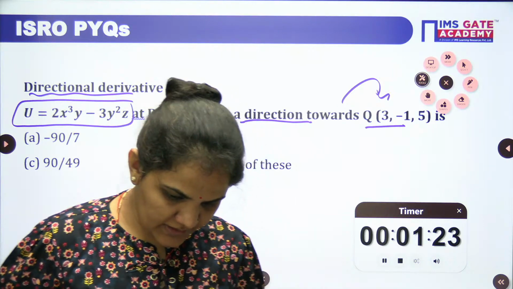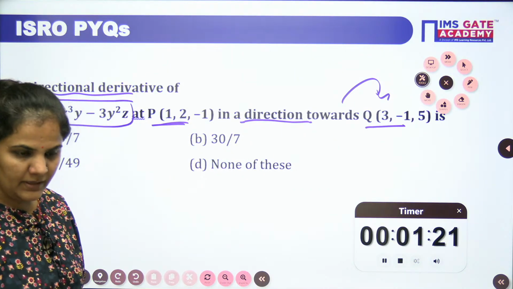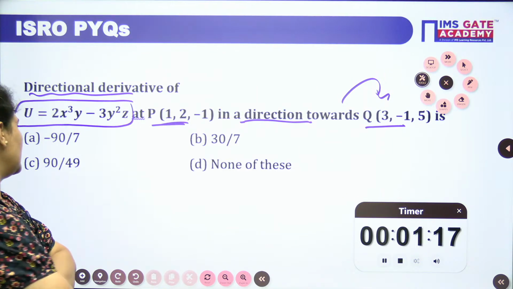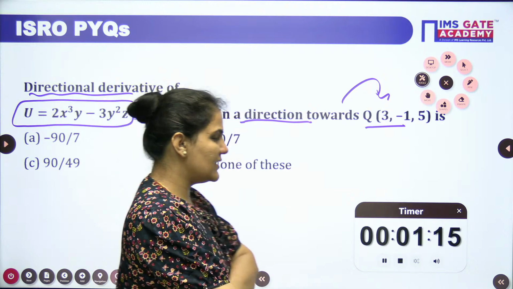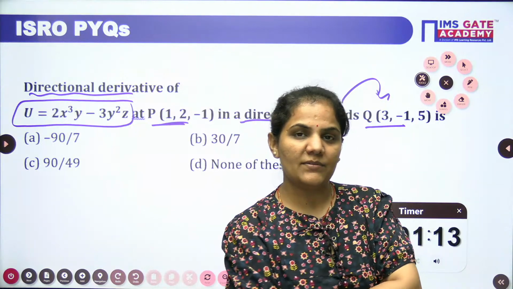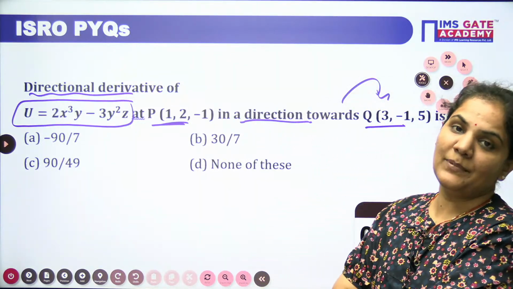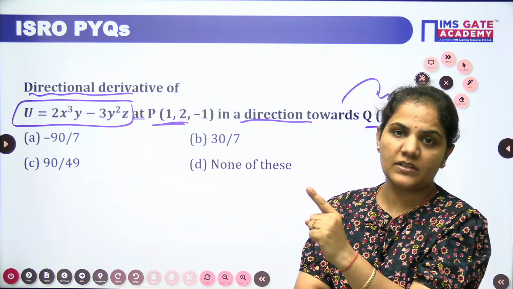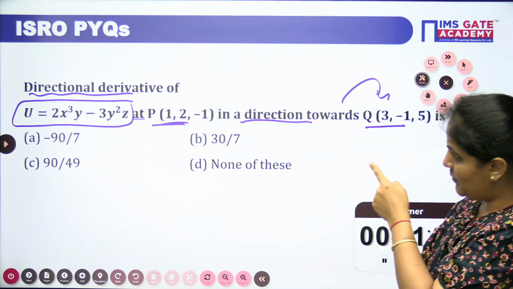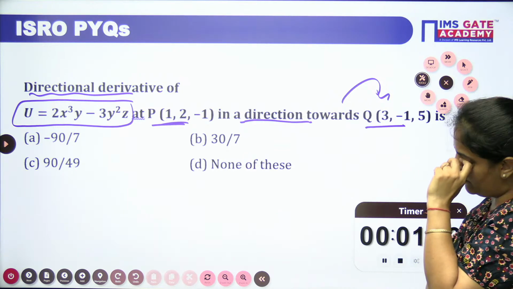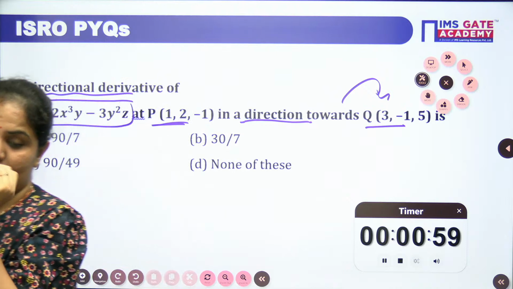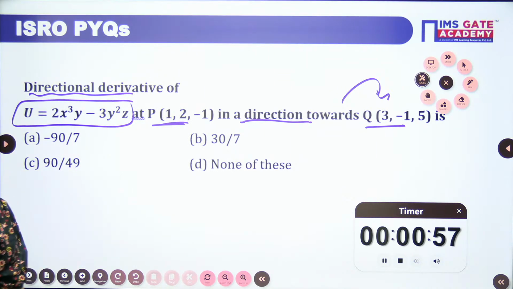Go for it, dear students. By the basic calculation we can solve the question. The function is given to us: 2x cube y minus 3y square z. As we know very well, the gradient is applicable only for the scalar function. So you need to find out the gradient first at this point and with respect to this one. So from here we will find out the e vector. Just go for it, everyone.